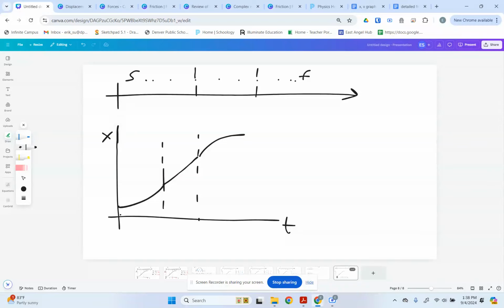Let me extend this. I can see I'm going to run out of room here. All right, let me add a scale onto this motion diagram: 0, 1, 2, 3, 4, 5, 6, 7, 8, 9, 10, 11, 12. And the same scale on the graph: 0, 1, 2, 3, 4, 5, 6, 7, 8, 9, 10, 11, 12. Fair enough?